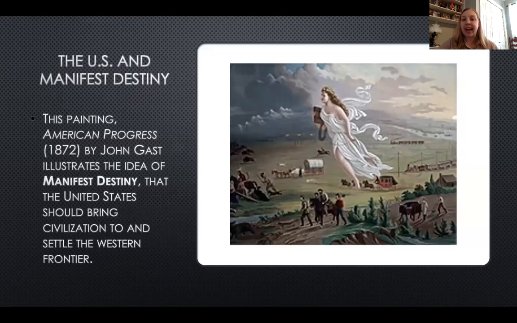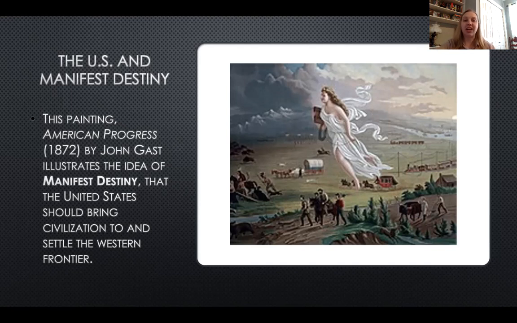Another important factor in the United States' early relationships with Latin America, particularly with Mexico, includes the idea of manifest destiny. It's the idea that the United States is destined by God to bring civilization and settlement to the Western Hemisphere. It was such a big part of the American communal psyche at this time.